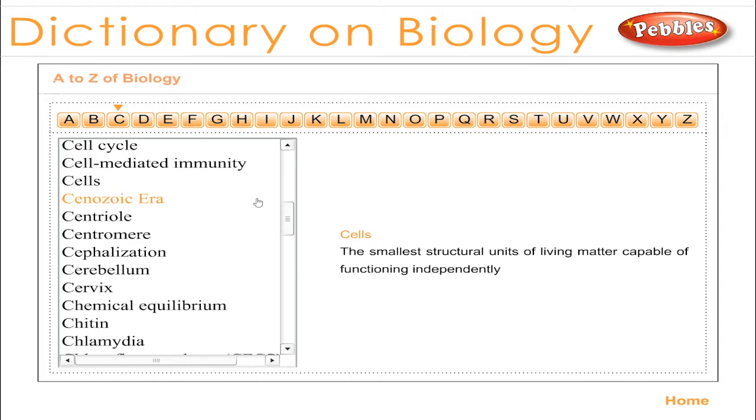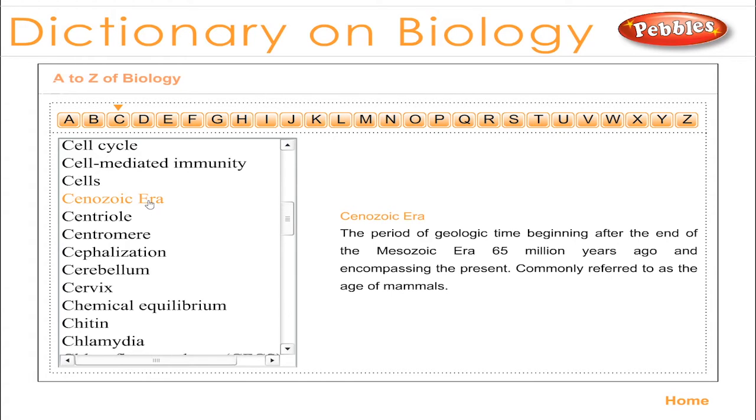Cells, the smallest structural units of living matter capable of functioning independently. Cenozoic era, the period of geological time beginning after the end of the Mesozoic era 65 million years ago and encompassing the present, commonly referred to as the age of mammals.